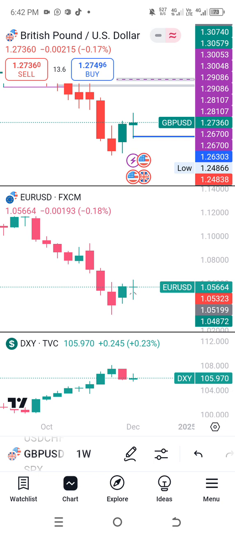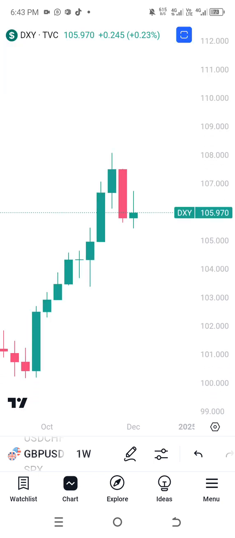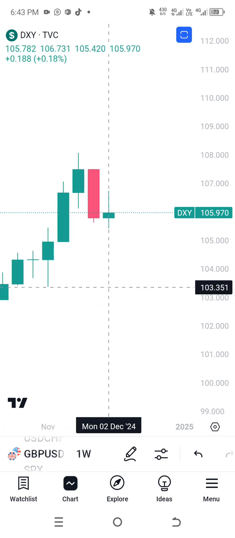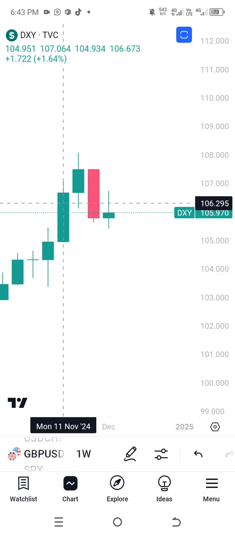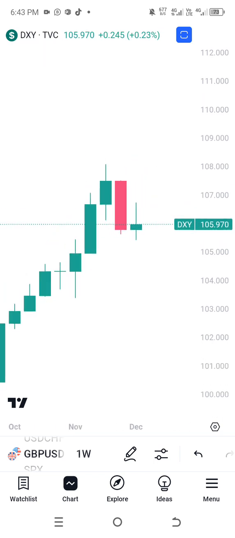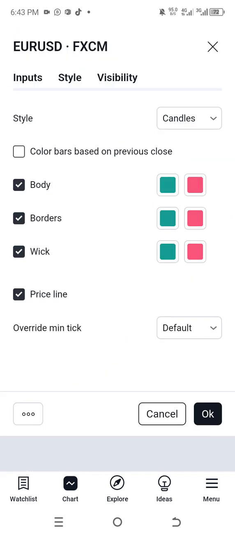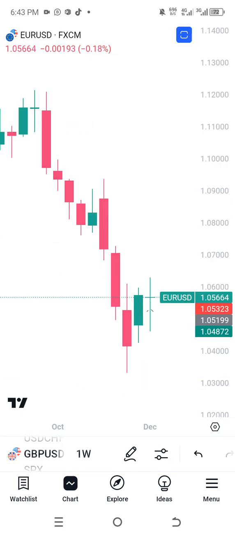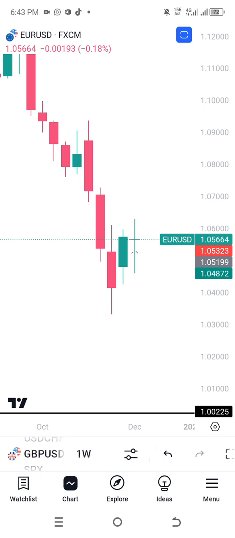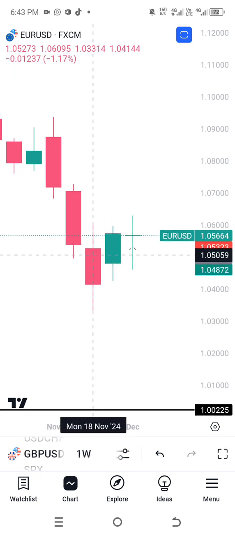Now on weekly time frame on DXY, price just retested into an FVG, right? So overall, you can see that price is still very much bullish on DXY. So on Euro USD, as you can see here, price reacts off an FVG.